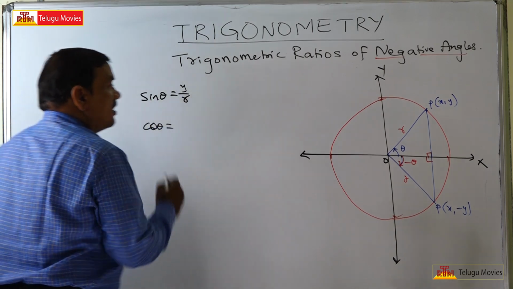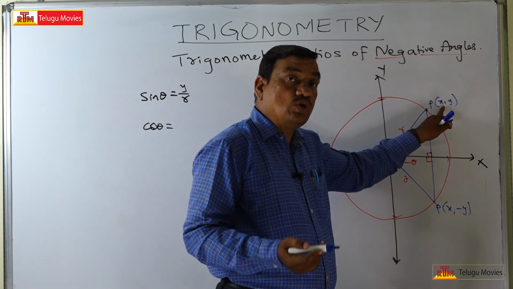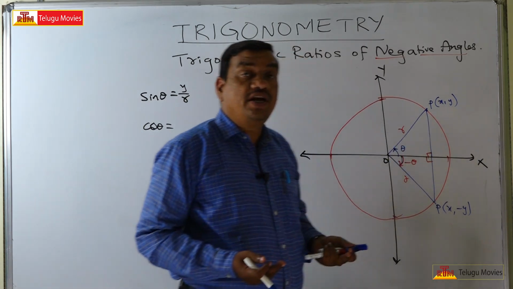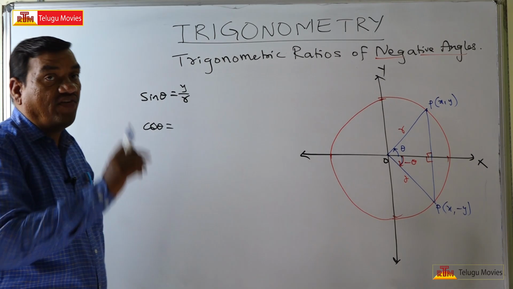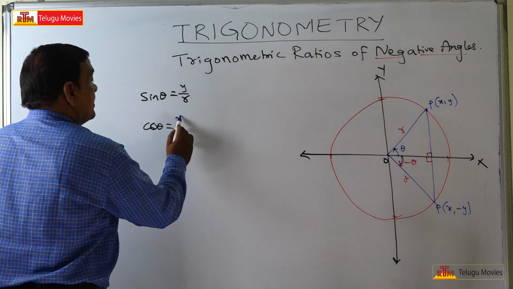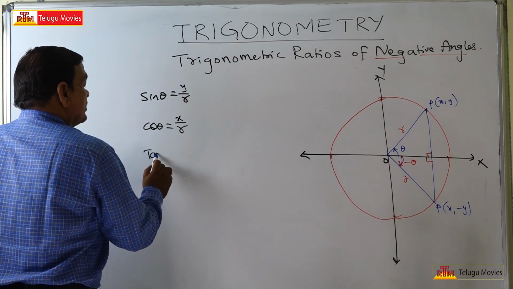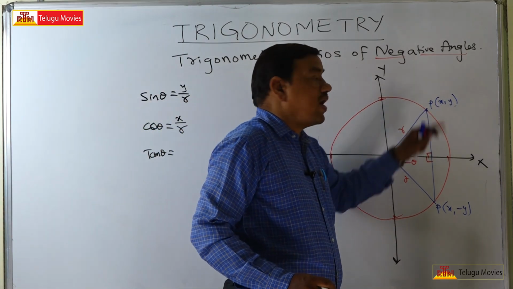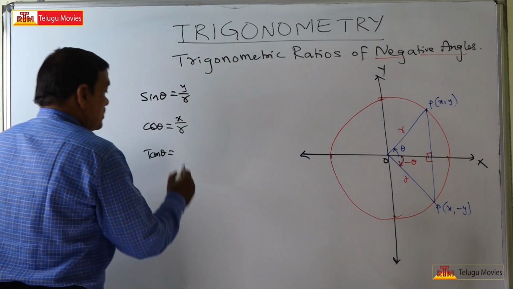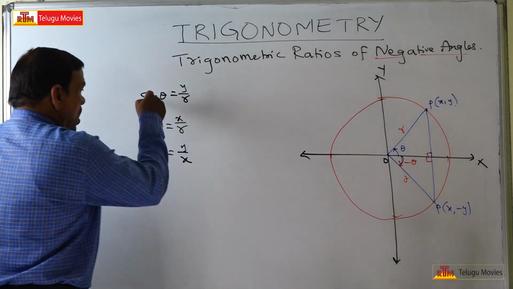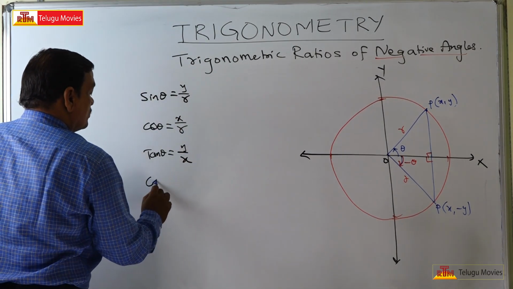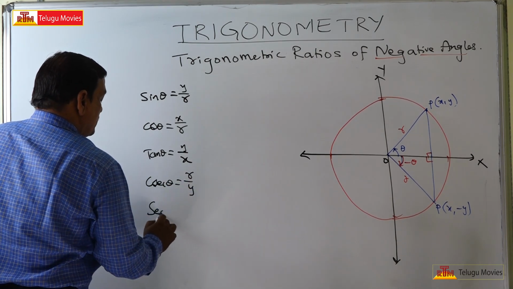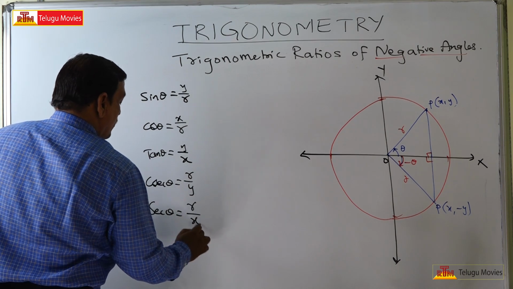What is cos theta? Cos theta is nothing but the x coordinate and r. The ratio of the x coordinate to the radius of the circle is defined as cos theta. This is x by r. Of course, tan theta is independent of the radius of the circle; that is y upon x. Obviously, there are the reciprocals. So cosecant theta is equal to r by y. Secant theta is equal to r by x.